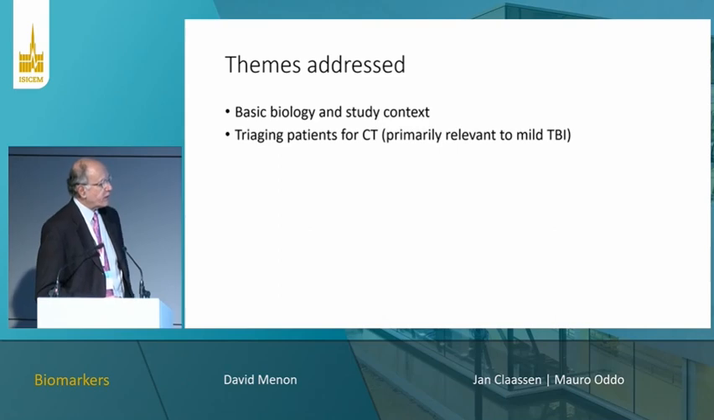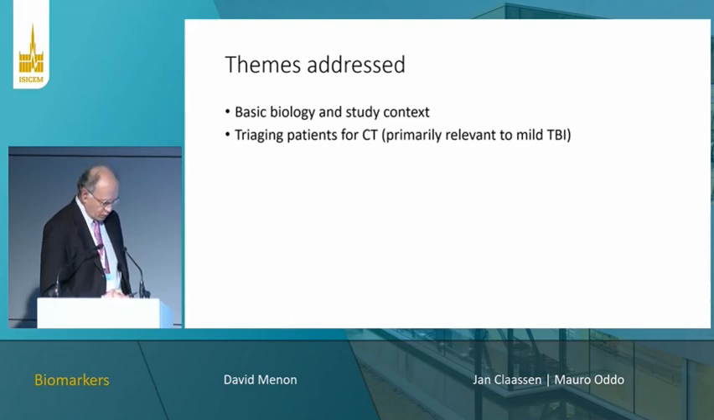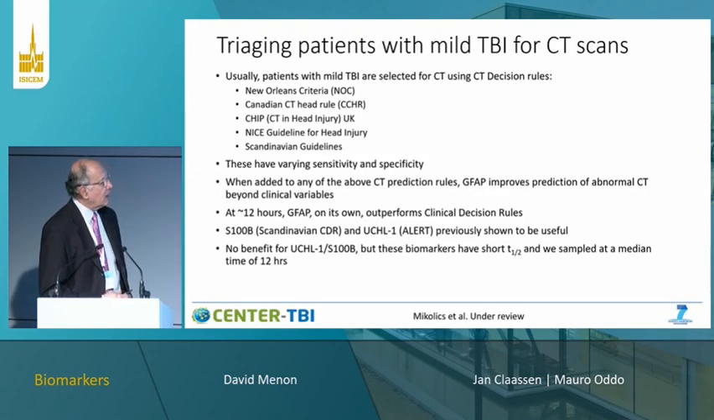Well, the first one was for triaging patients for CT, and this is at admission, probably not relevant to most of the patients we take care of in our ICU, but has some insights that it can deliver. What we've used it for mostly is in mild TBI. And in mild TBI, usually patients are selected for CT using CT decision rules. This can be the New Orleans criteria, Canadian CT head rule, CHIP, in the UK the NICE guideline for head injuries, and the Scandinavian guidelines.